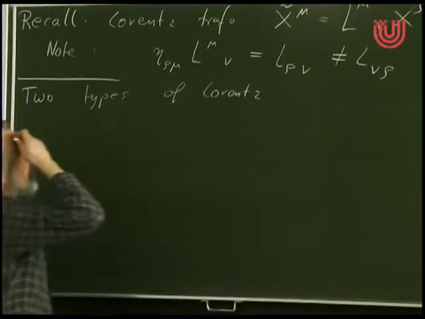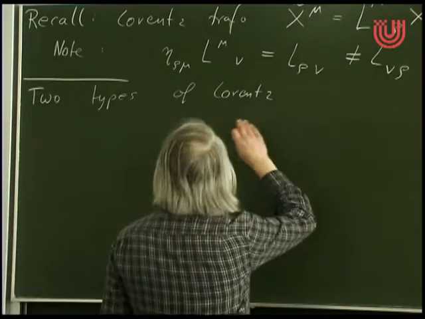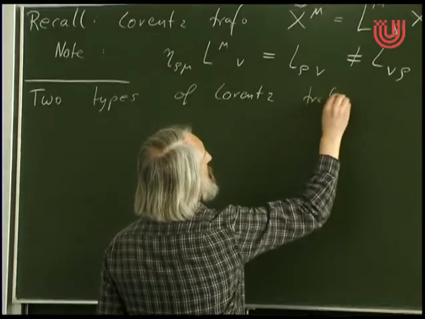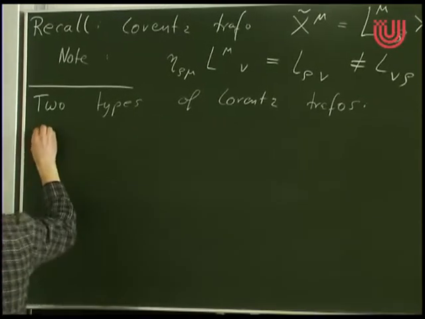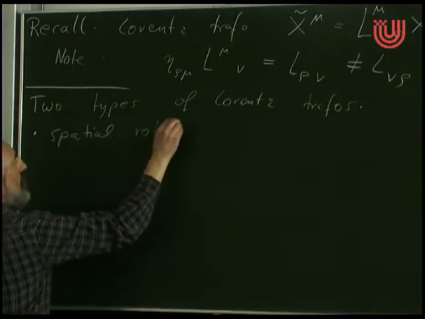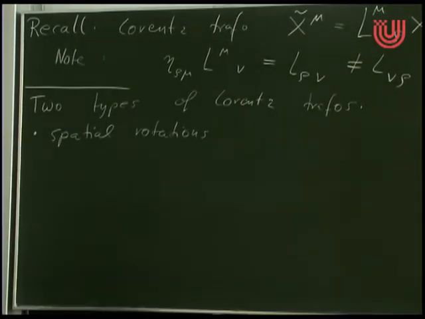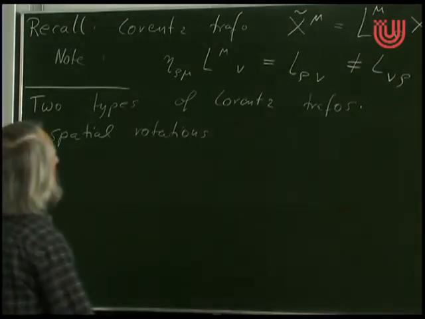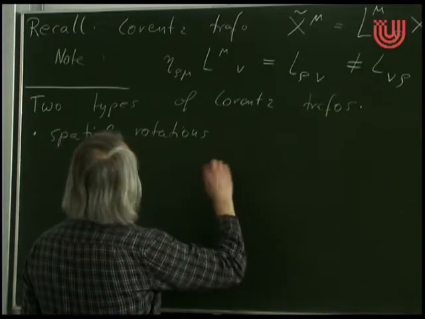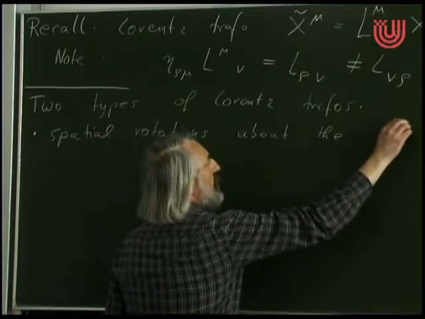And this will give us the opportunity to practice a little bit this juggling with indices. Two types of Lorentz transformations. So the first one is spatial rotations. That's the thing one of you already mentioned last time. This should be a transformation which transforms inertial systems into inertial systems. And for simplicity, I will write them down explicitly only for the case that it's rotation about the x1 axis.